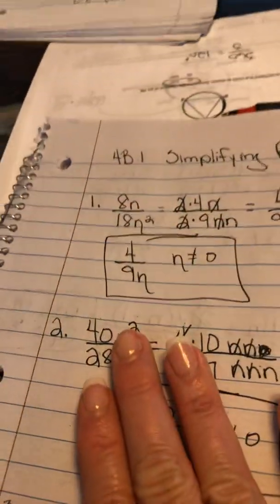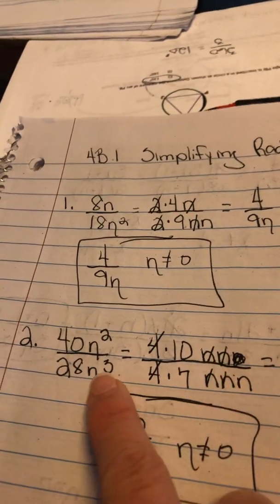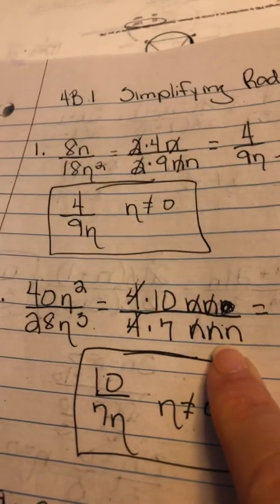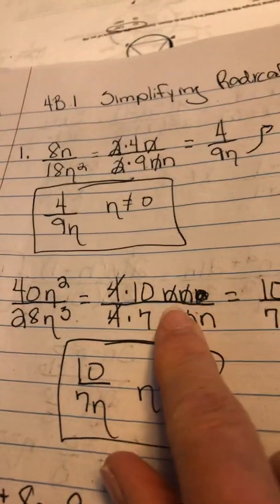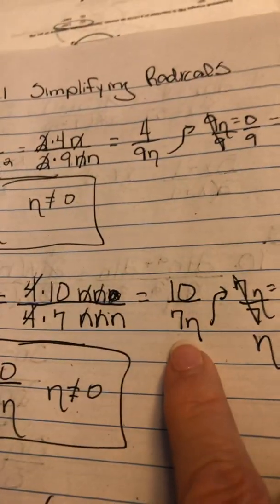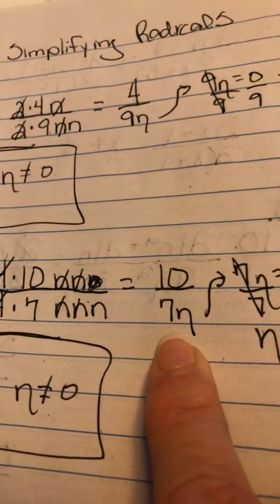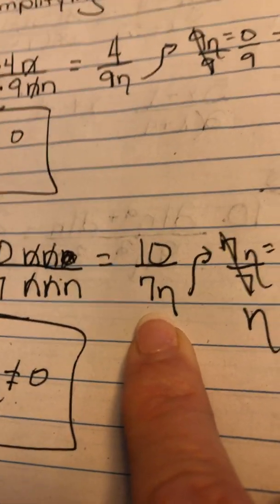Remember, you've got to find that highest common factor. Then I said n, and then for 3 n's, we put 3 n's here. So we see here we could cancel out that 4 and cancel out 2 of the n's with 1 remaining. So now what we have is 10 over 7n. That will not simplify anymore, but we've got to find that excluded value.